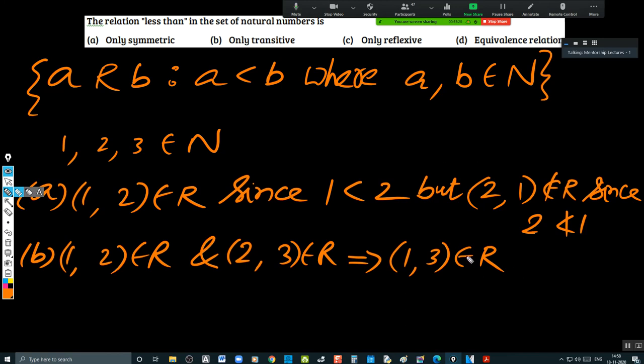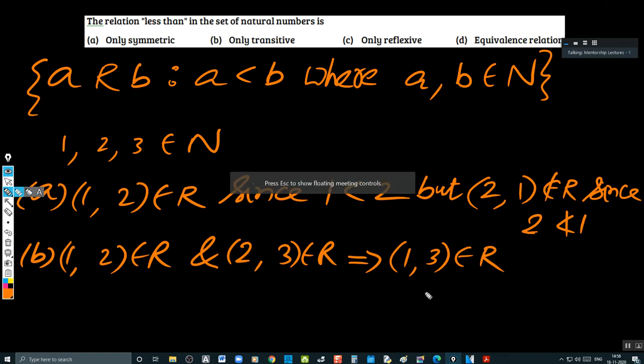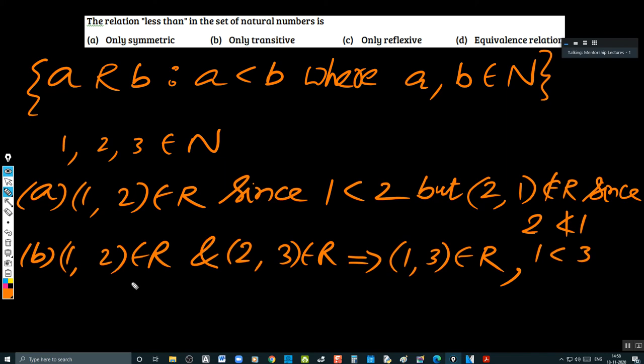I'll give a break, after the break take a nap. So now tell me, Ananya, 1, 3 belongs to R or not? Yes sir, belongs to R. Correct, because 1 is less than 3. So whether it is only transitive or transitive, we have to check, but it is pakka transitive. And next is reflexive, whether it is reflexive or not.